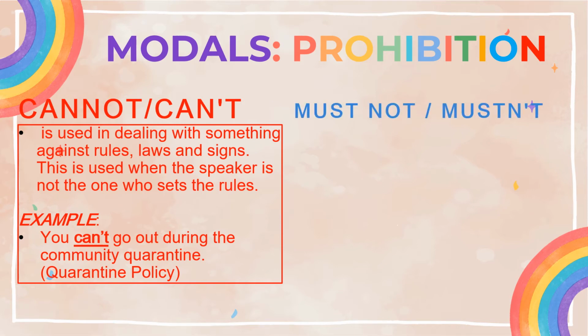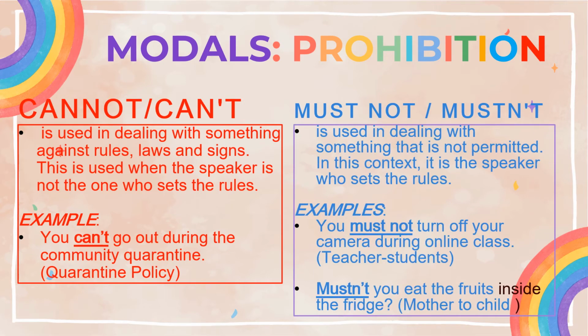Another is the modal must not or mustn't. It is used in dealing with something that is not permitted. In this context, it is the speaker who sets the rules. Example: You must not turn off your camera during online class. Mustn't you eat the fruits inside the fridge?